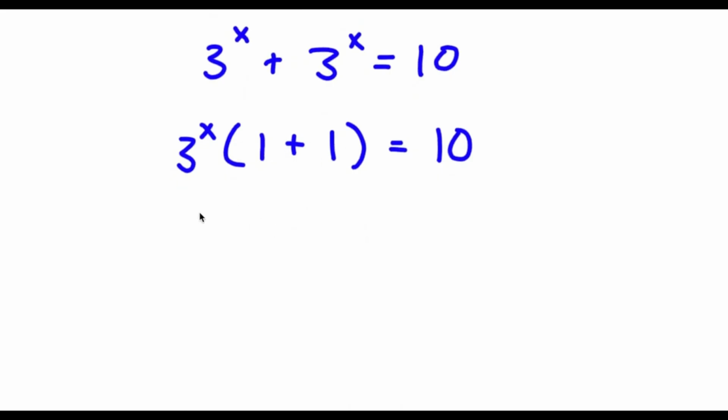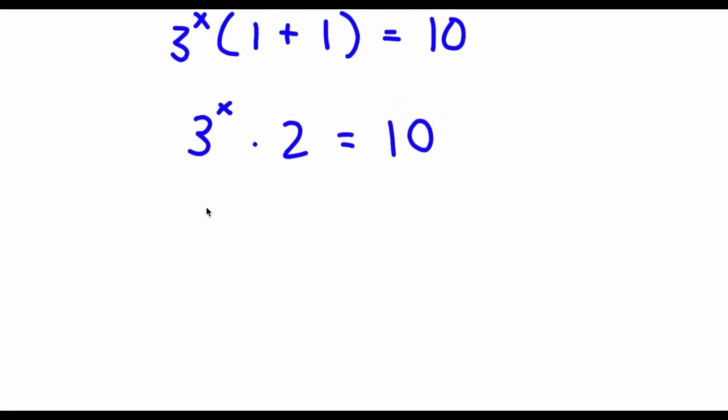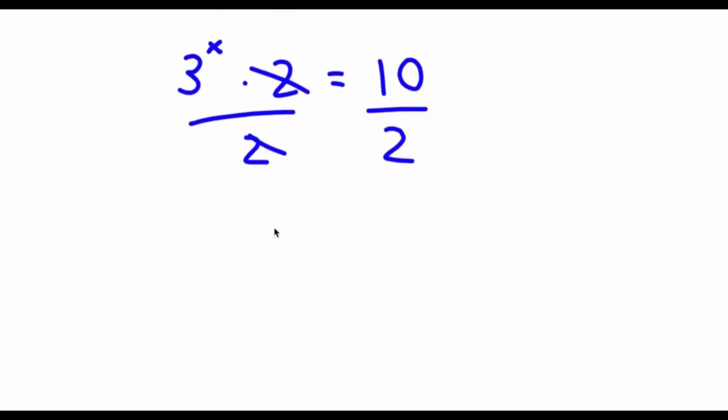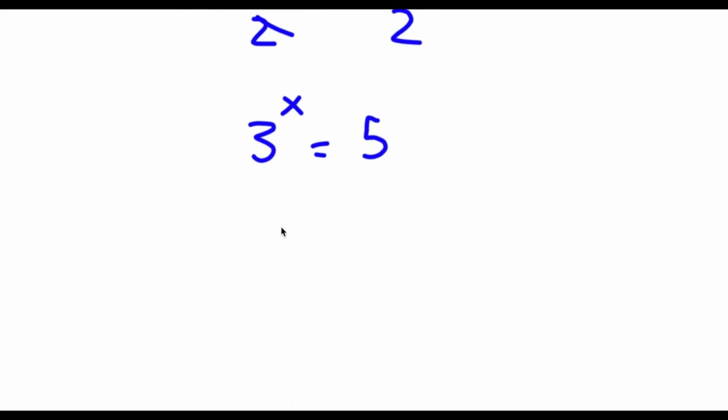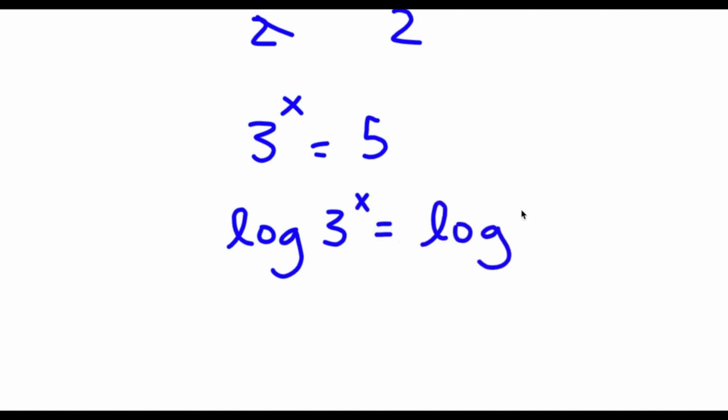Now 1 plus 1, that's equal to 2. So now I have 3 to the power of x times 2 is equal to 10. Now, if I divide both sides by 2, these two cancel out. Now I'm left with 3 to the power of x is equal to 10 divided by 2, which is 5. So now I just got another equation, 3 to the power of x equals 5. So now to solve this, I'm going to first take the log on both sides. So now I have log 3 to the power of x is equal to log 5.